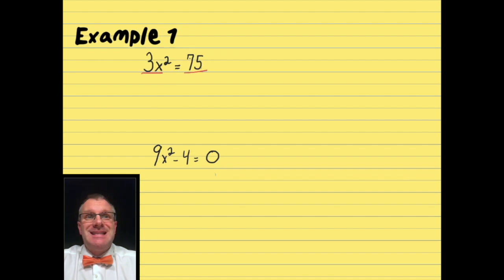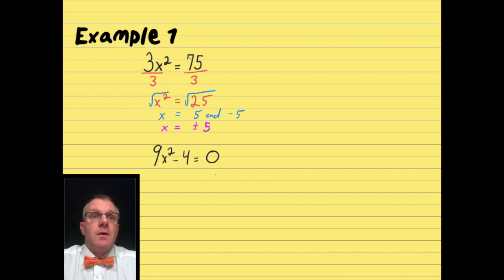So, first example, ladies and gentlemen, 3x squared equals 75. Using inverse operations, going to go ahead and divide both sides by 3, resulting in x squared equals 25. Square root both sides, giving me x equals 5 and negative 5. And remember the typical conventions of math.